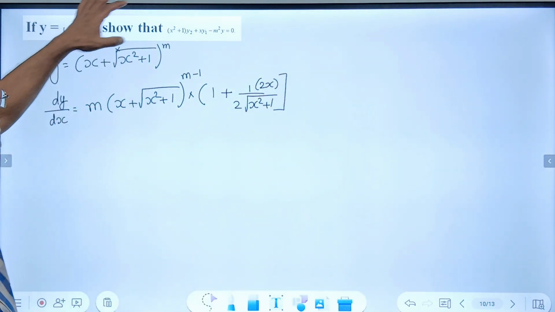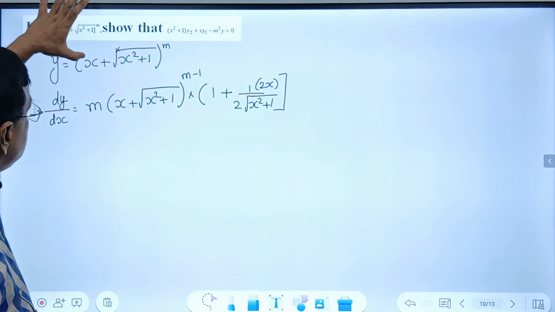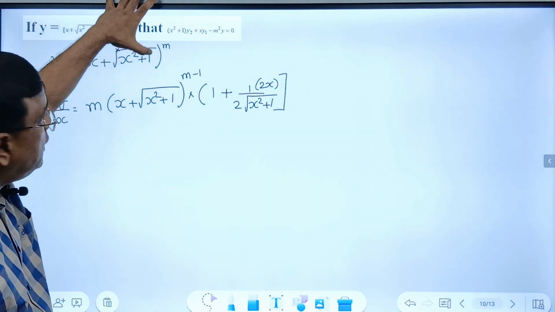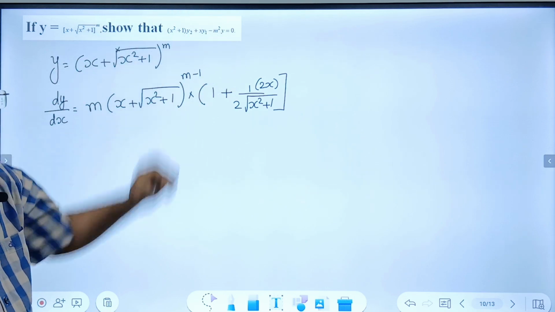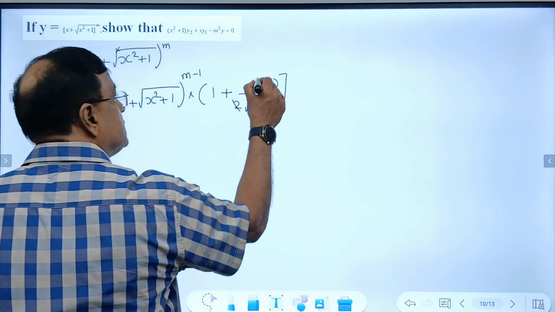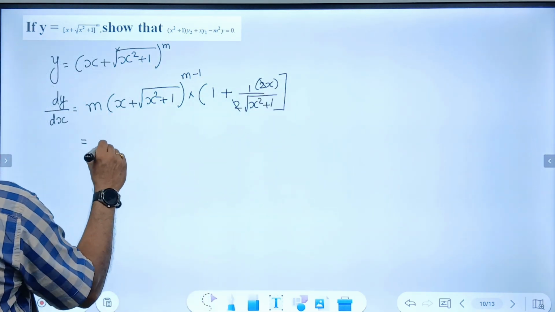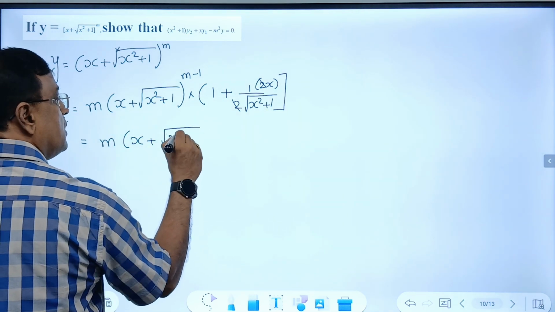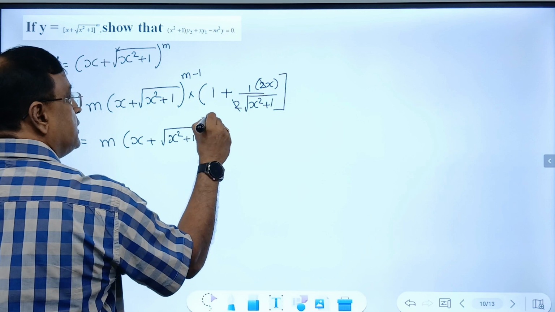So it's chain rule. First I differentiate the power, then I differentiate x plus root of x square plus 1, then I differentiate root, then x square, then 1. Differentiation of 1 is 0, so I'm not writing it. So they can be cancelled. So what are you left with? m into x plus root of x square plus 1 the whole power m minus 1.